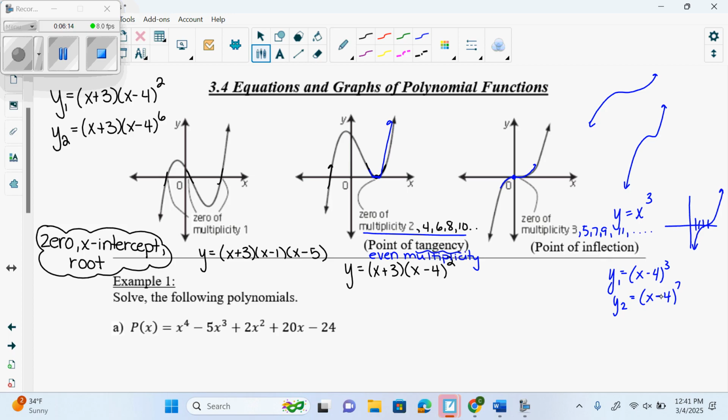What happens? It just gets wider, right, at that 4. It's bouncing one, yeah? Okay, that's a precursor into what these look like.